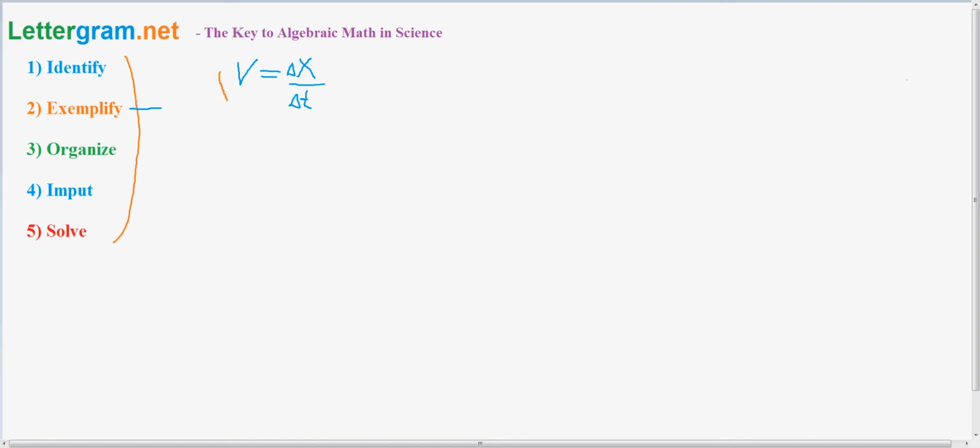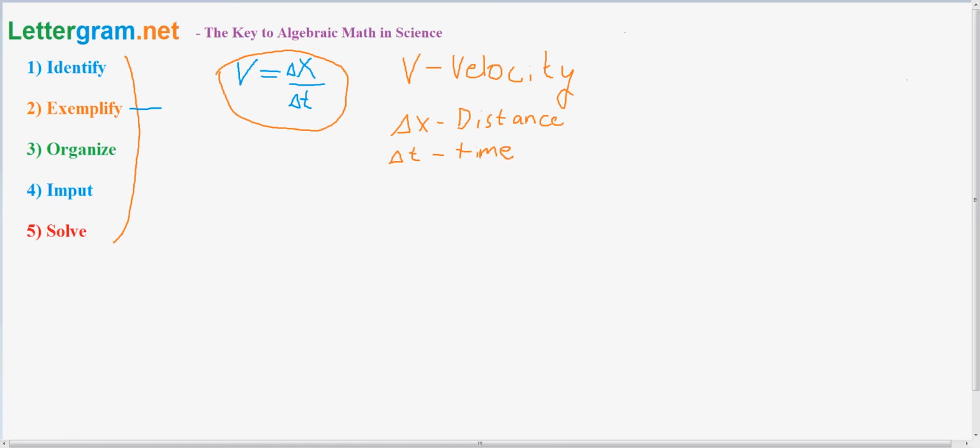So I have now identified this equation, and I can identify each variable: v, velocity, change in x is the change in distance, so I'll just call that distance. And the change in time is time. And then I could give these guys units too, identify as much as I can.